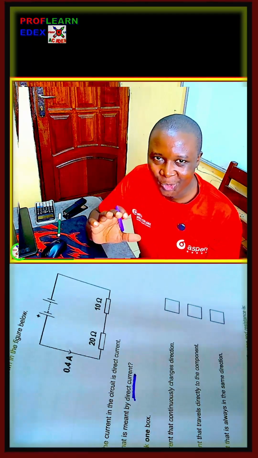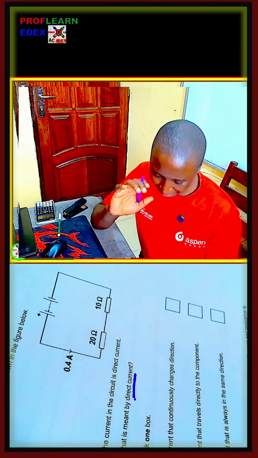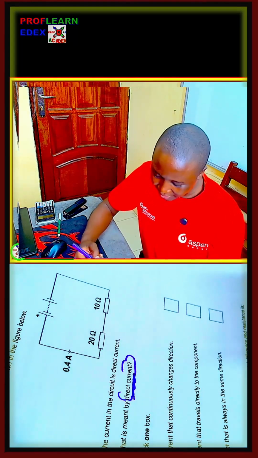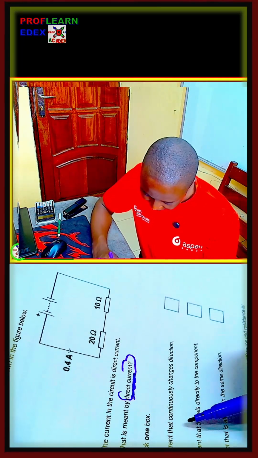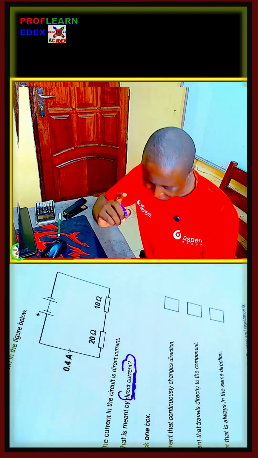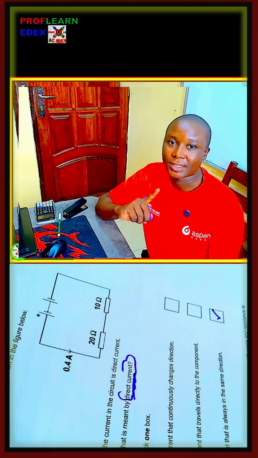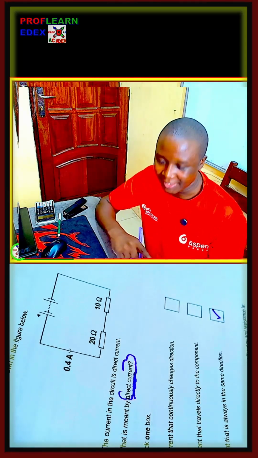If you go to an exam room and you are asked a question about direct current, they are asking which box is correct. Current that flows in one direction, in the same direction, is the correct answer. AC current keeps on changing direction.